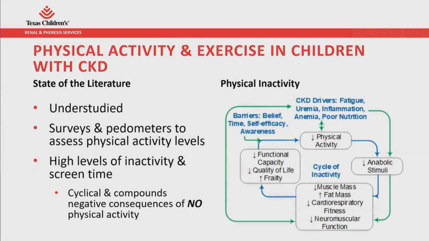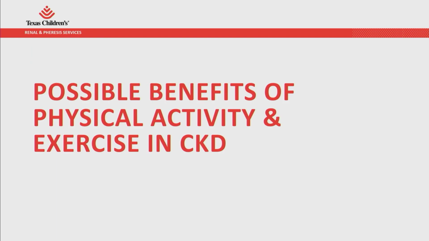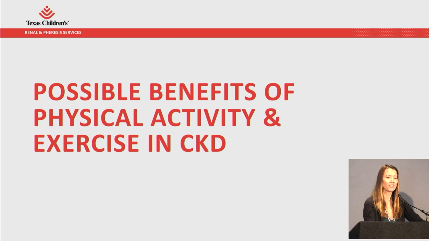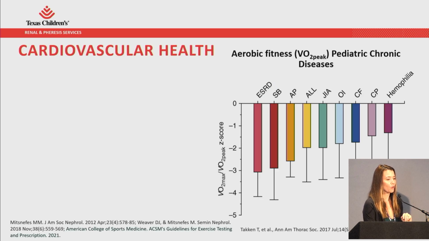And then this outer circle talks about where CKD falls in this. In CKD, there's fatigue, uremia, inflammation, anemia, poor nutrition that can contribute to any part of this cycle as well. So unfortunately, our kids are working against a lot once they become extremely inactive. So it's my goal today to win you over and talk about all the possible benefits. Not all, but there may be a few missing. But hopefully you'll see.